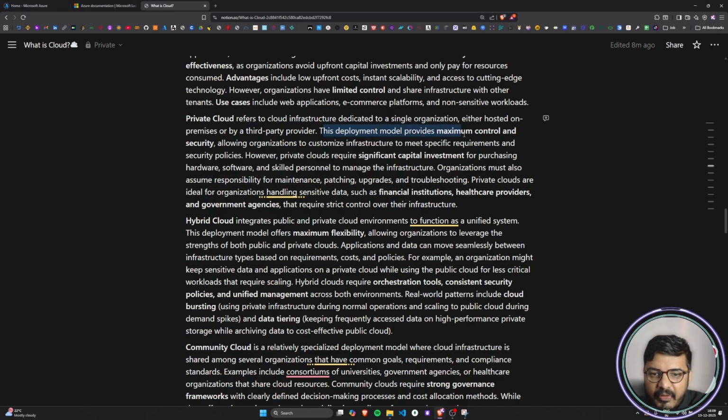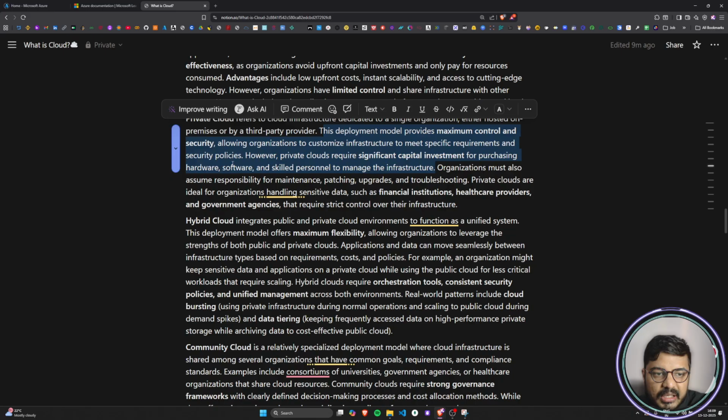This deployment model provides maximum control and security, allowing organizations to customize infrastructure to meet specific requirements and security policies. However, private clouds require significant capital investment for purchasing hardware, software, and skilled personnel to manage the infrastructure. So even the on-prem setup can be called a private cloud, or even if you are managing those things on some kind of cloud provider, it can become very costly for the organization, right?